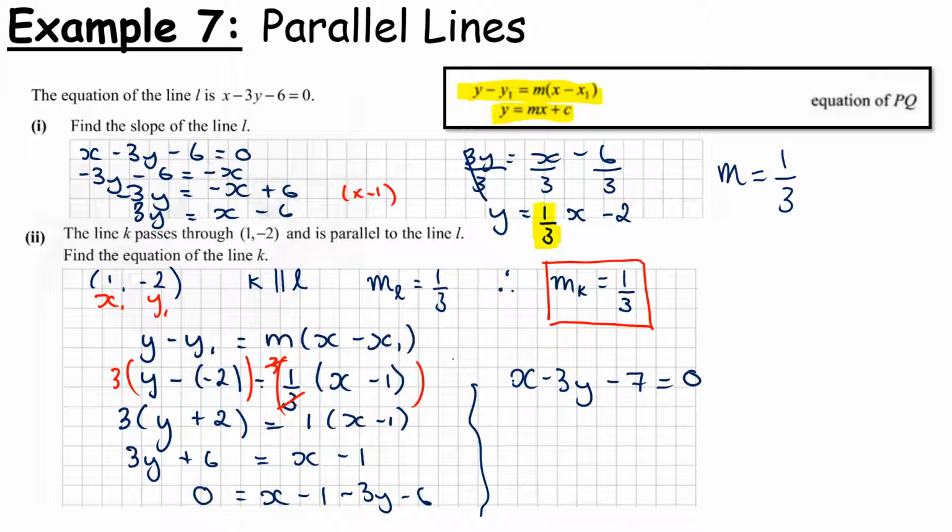And you might notice something very interesting at this point. When lines are parallel, this part here remains the same. The constant piece will change, but the x and the y and their coefficients will stay the same. You're going to be using that a little bit more as you move into Leaving Cert higher level, but it is just good at this point to recognize that that happens.